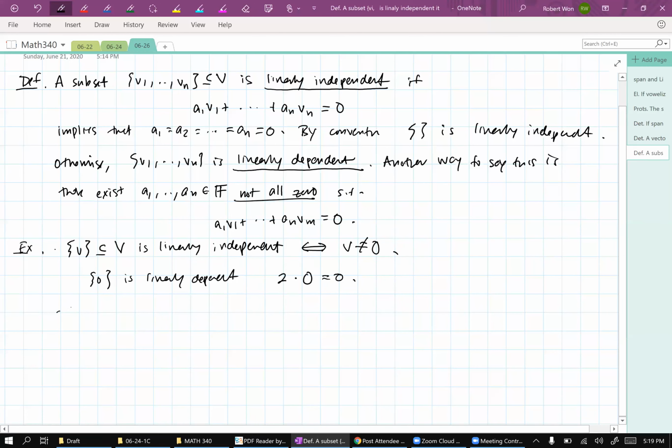Okay. Second example, let's say you take 2 vectors in V. Okay, so this is linearly independent.